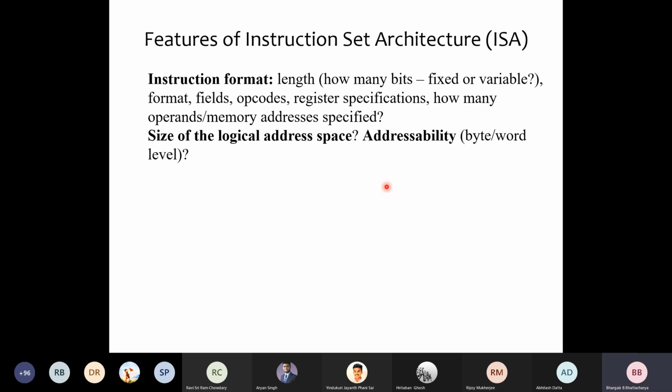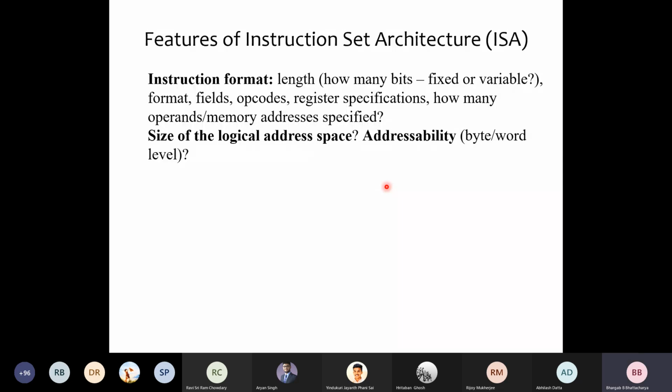Size of the logical address space. In order to access memory, I need to send the address of the memory location. The CPU must float the address of the memory location. So here a natural question is, how many bits in the address bus? How many bits should be given to access the address? If I have k bits, it means that I can access 2 to the power k memory locations, isn't so?